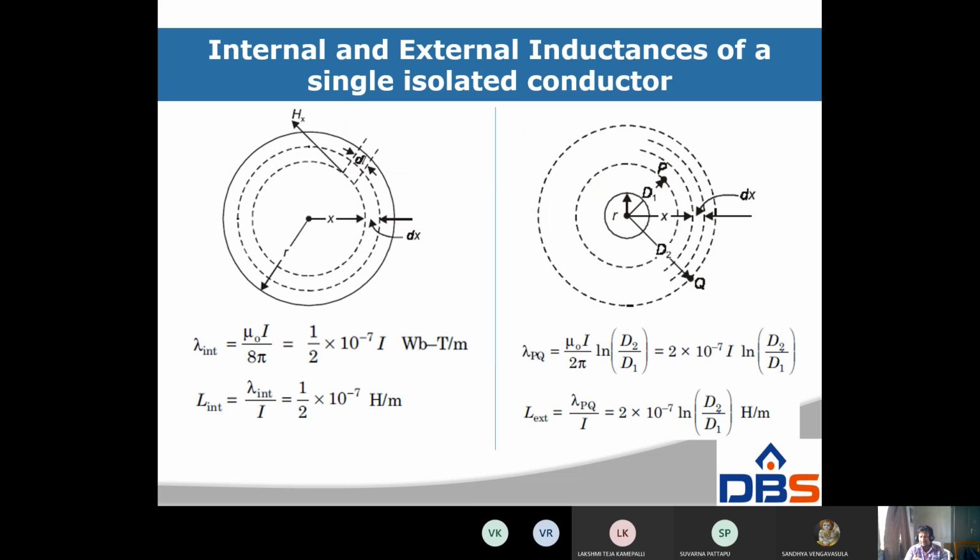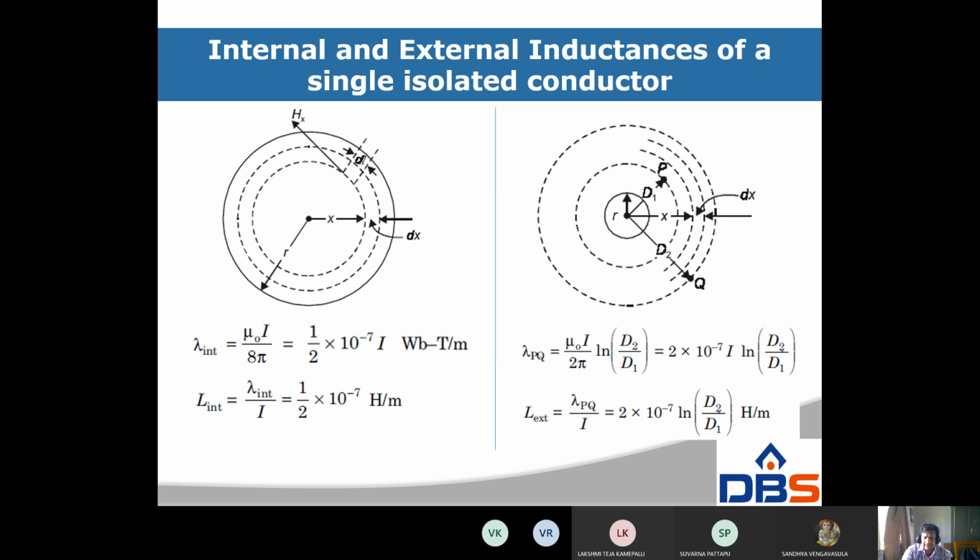2 into 10 power minus 7, 10 power minus 3 below, 10 power minus 3 above. So 10 power minus 6 will be cancelled from the 10 power minus 7. Only 10 power minus 1 is available. Therefore 0.2 into log, otherwise ln d by r dash millihenry per kilometer. Otherwise 2 into 10 power minus 7 ln d by r dash Henry per meter. So both are very, very important.